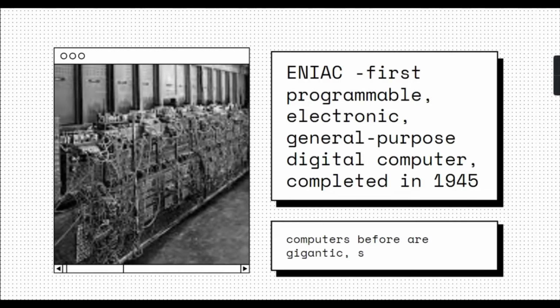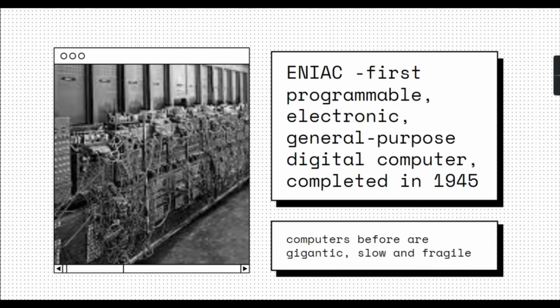Let's take a brief history of the computers. ENIAC is the first programmable electronic general purpose digital computer, completed in 1945. So, this is its picture. Computers before were gigantic, slow, and fragile.